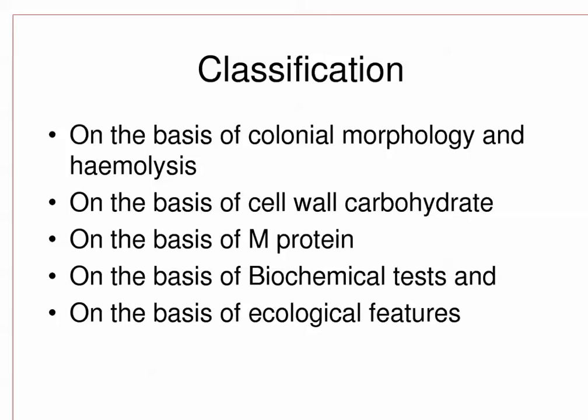Now, the classification of Streptococcus can mainly be done according to the morphology and hemolysis: the morphology of the bacteria, the shape of the bacteria on the slide or in culture, and the hemolysis. We'll talk about this later. It can also be based on cell wall carbohydrate, which is the serological test, on M protein, which is also for the serology test, and on biochemical tests, and on ecological features, which mainly relate to the environment.